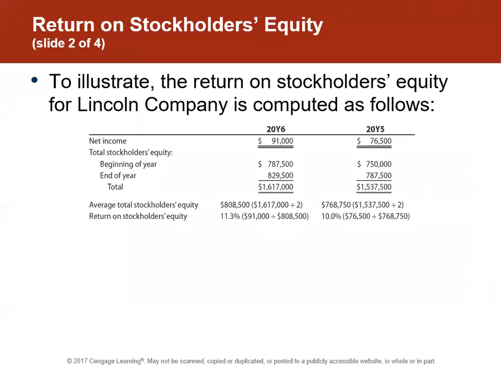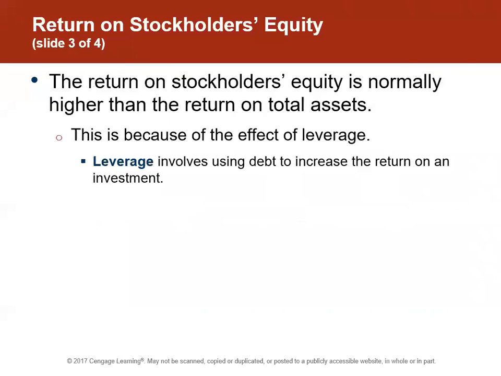As you can see, as we're going through all these ratios, this company has actually improved significantly from 2015 to 2016, which is always nice. It talks about just the return on equity is normally higher than the return on total assets. This is because of leverage. So leverage is just using debt to increase the return on an investment. So what that means is a lot of times, we're actually incurring some type of debt, here with long-term investments or stockholders' equity. So it's a different way of bringing in assets into the company. Okay.